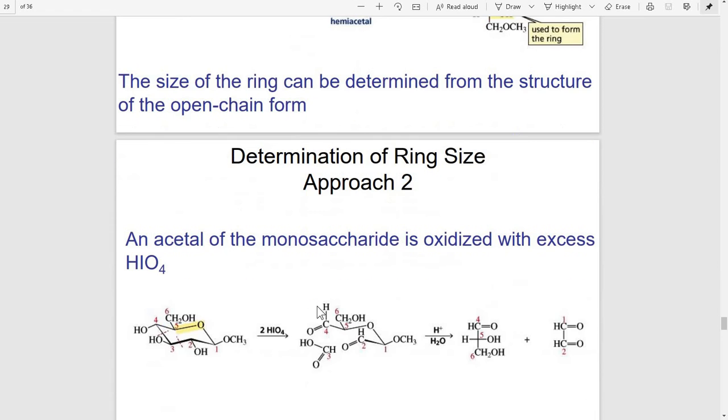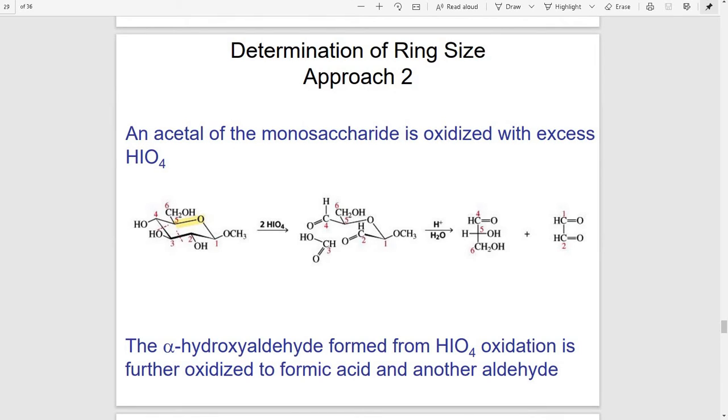Next is the determination of ring size, which is the second approach. An acetal of the monosaccharide is oxidized with excess HIO4. In this reaction, when we add HIO4, the bonds between the second, third, and fourth carbons break and we get this type of structure, which has an aldehyde here and one more aldehyde here, and this group will leave the compound.